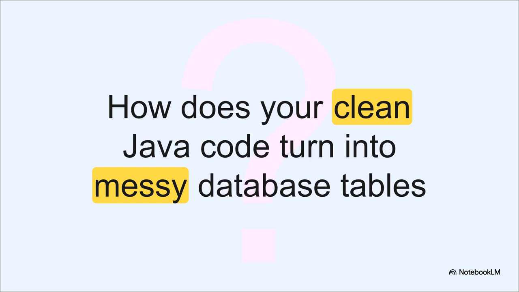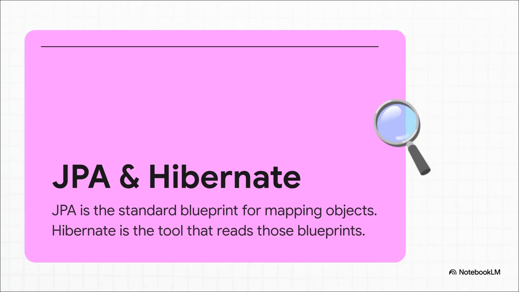There's this fancy term for the problem, object relational impedance mismatch. But really, all it means is that your Java code and your database kind of speak different languages. They just don't naturally understand each other. So, how do we become the universal translator without writing tons and tons of boring, repetitive code? Well, that's where these two heavyweights come in, JPA and Hibernate.